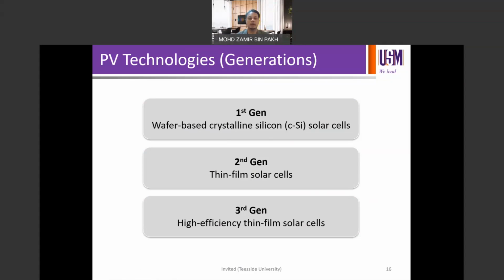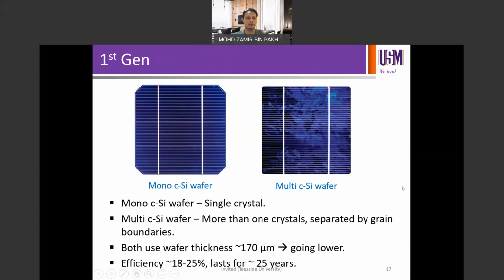The second one is called second generation, or second gen, which is made of thin film solar cells, the ones that use much less material in comparison to the first generation. I'm going to show you the details of each generation later on. And the third gen is also based on thin film solar cells, but they are aimed at producing high efficiency solar cells. Okay, so let's go through them one by one.